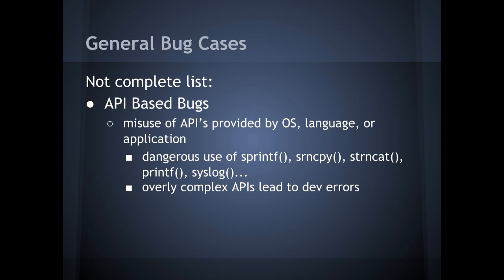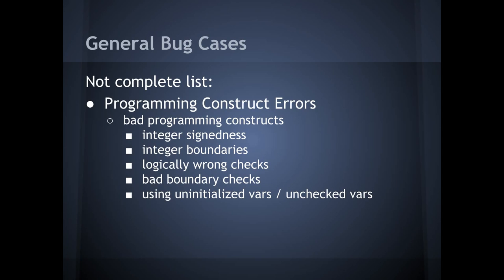So the first category are API-based bugs, and we've pretty much covered this: dangerous use of safe functions or use of unsafe functions. And then there's programming construct errors, which are really described by bad development practices and involve integer assignment bugs, integer boundary bugs, logical bugs, boundary bugs, using uninitialized variables, or not checking the return codes from functions or checking the value of variables.